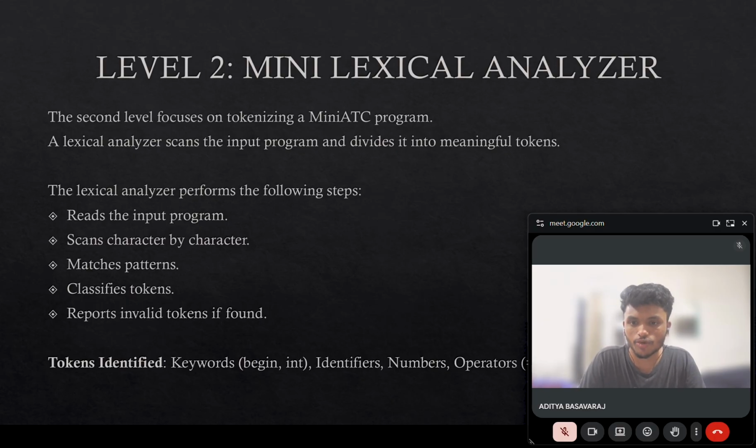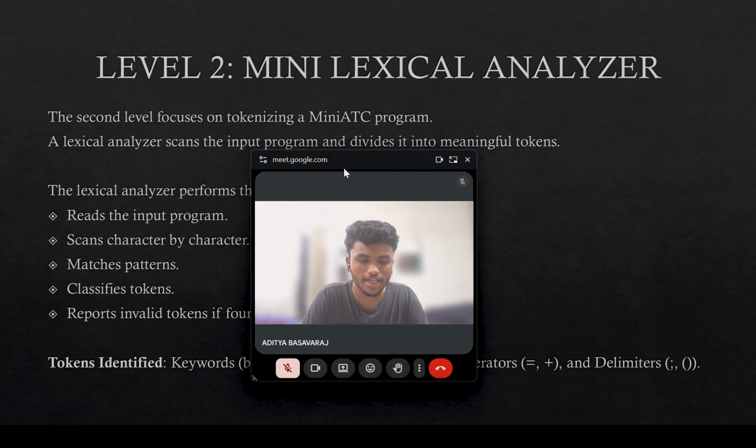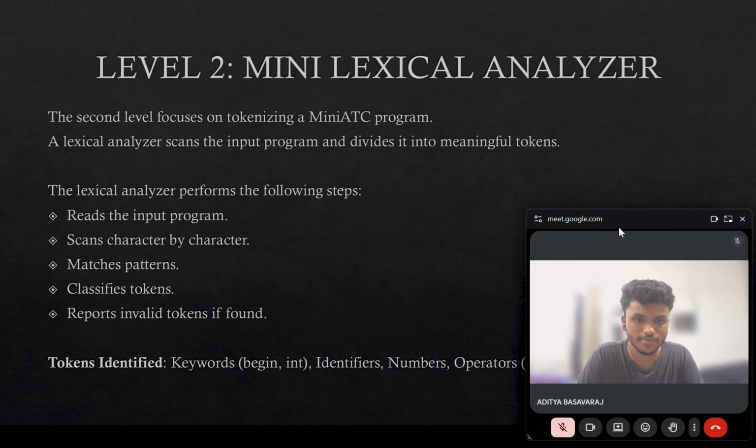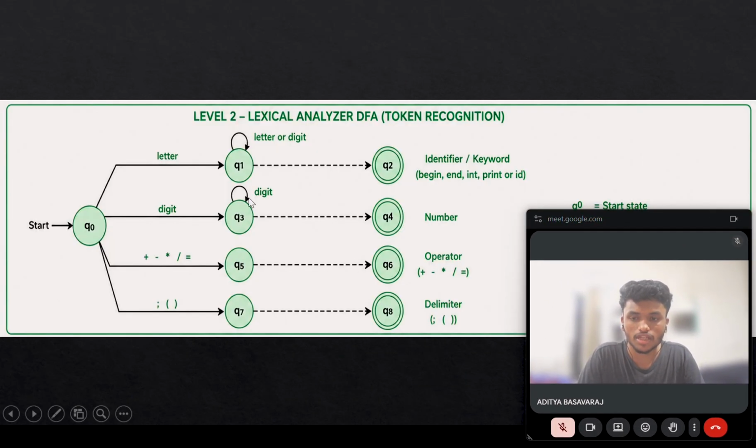The lexical analyzer performs the following steps: reads the input program, scans character by character, matches the patterns, classifies tokens, and reports invalid tokens if found. Tokens identified include keywords like begin and int, identifiers, numbers, and operators like plus and equals, and delimiters like semicolon and brackets. So this is a DFA: from Q0 to Q1 there will be consumption of letters, Q0 to Q3 consumption of digits, Q0 to Q5 consumption of operators, and Q0 to Q7 consumption of delimiters.